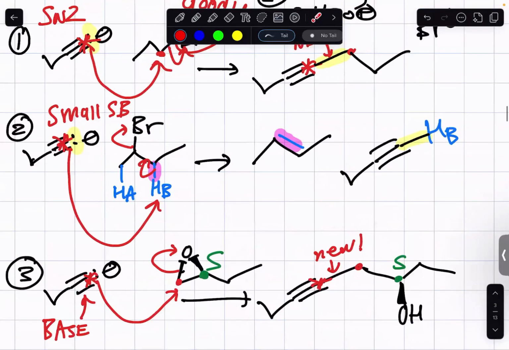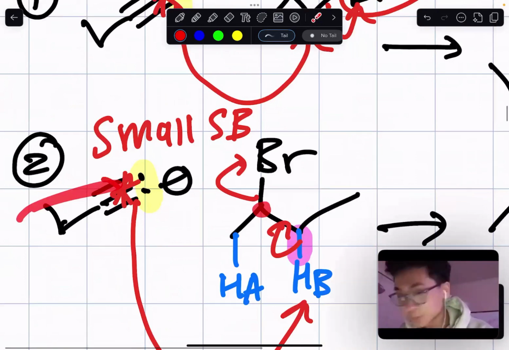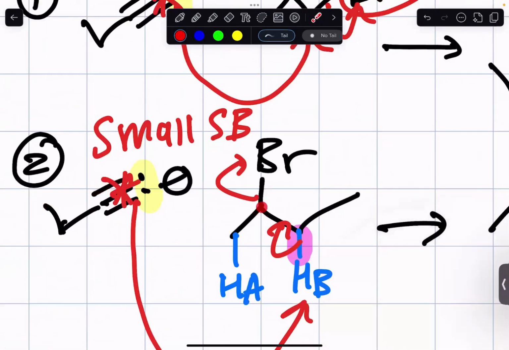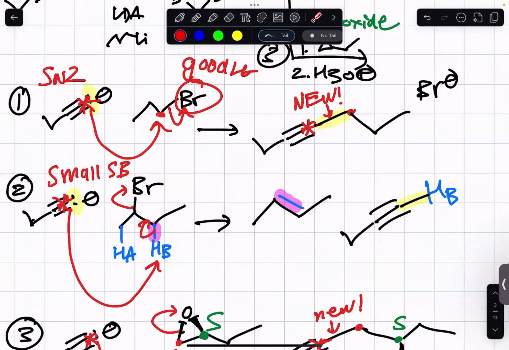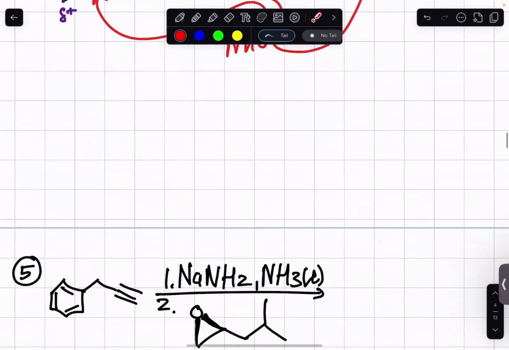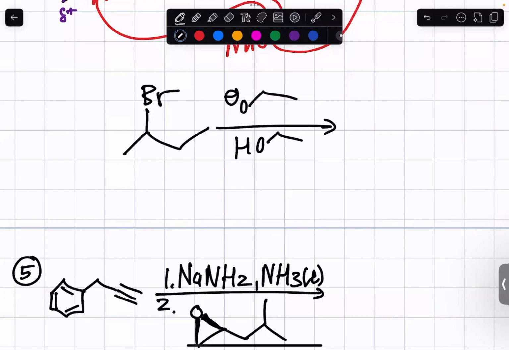Oh, for the previous one, number 2, right here, this one. Why doesn't it attack the primary one right here? The reason why is because it competes. If you think about the SN2, E2, SN1, E1 table, let's say we have a secondary haloalkane right there, and we react it with Helix's favorite base, small base, ethoxide. What reaction would happen? SN2 or E2?